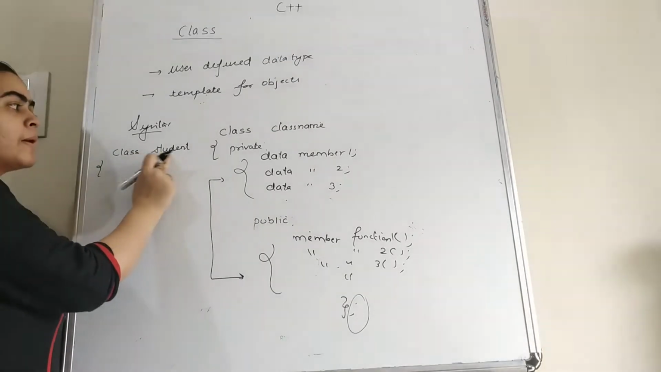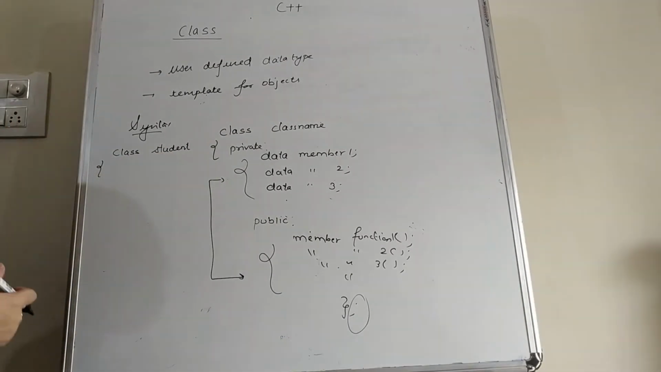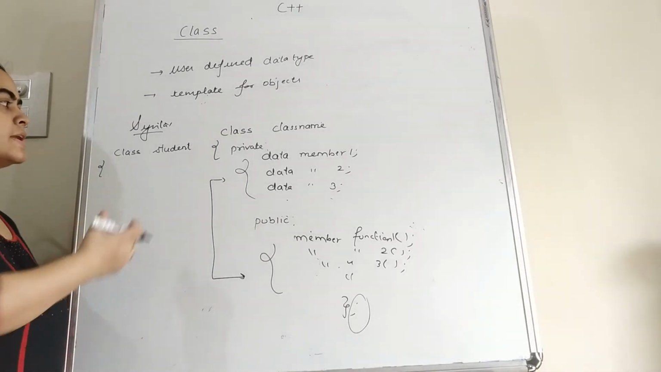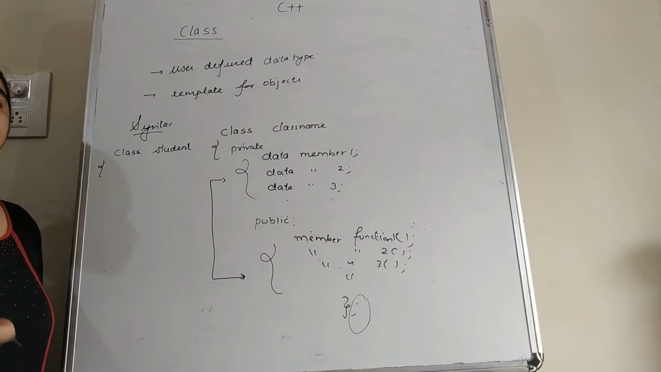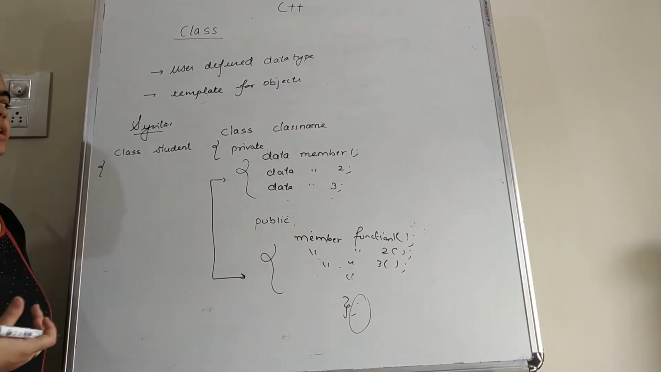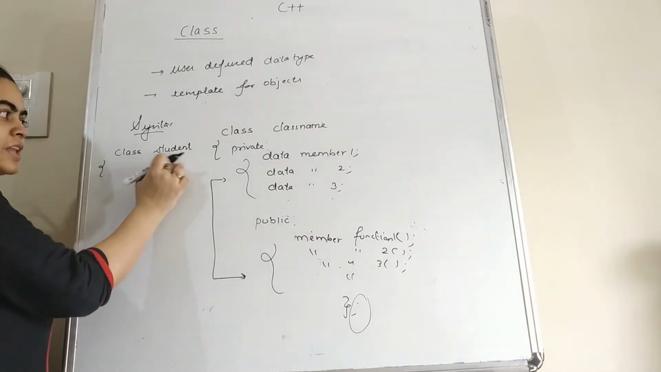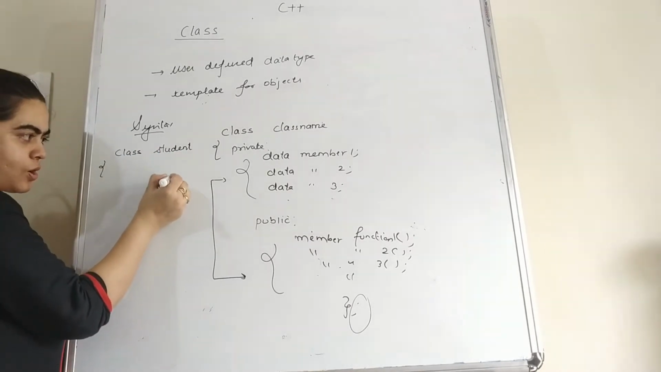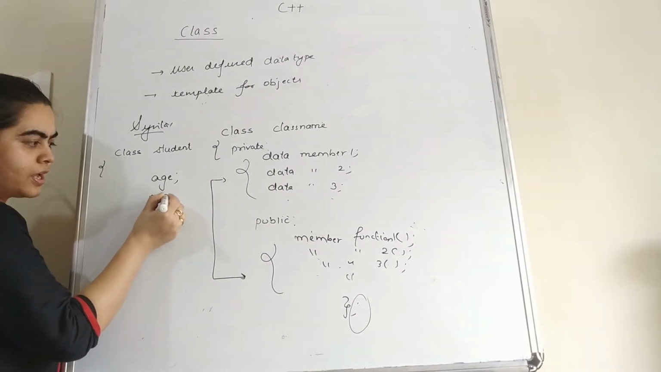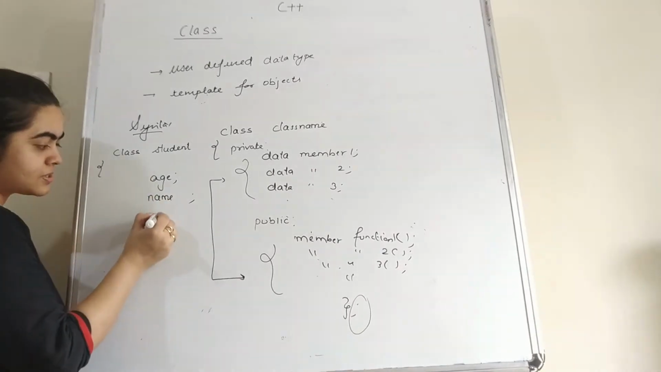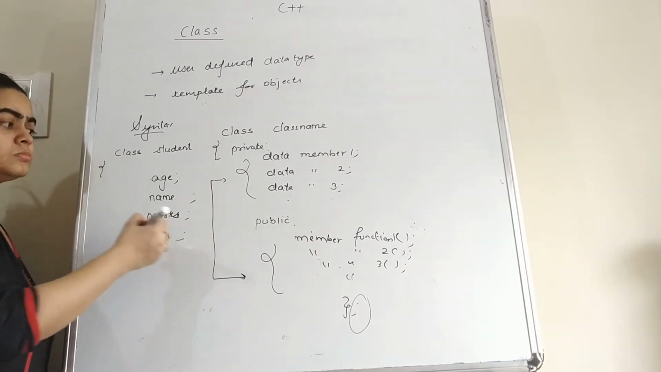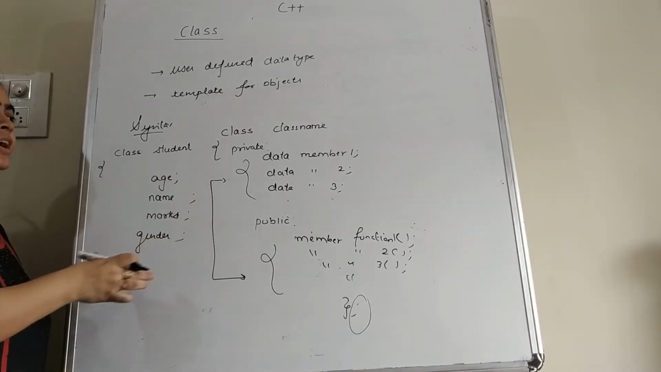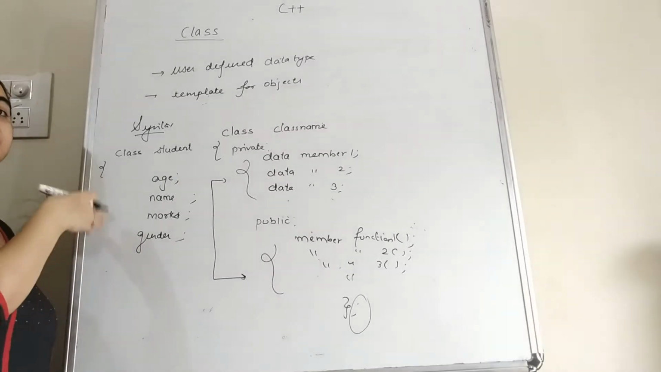Now what are the data members for this student? Data members are the data that is related to the student class. So what type of data is related to the student class? See, for a student, what will be the data? Either its age, its name, roll number, marks. All these come under the data members. The data related to the student is his or her age, name, marks, and we can say gender. So these are the data members.